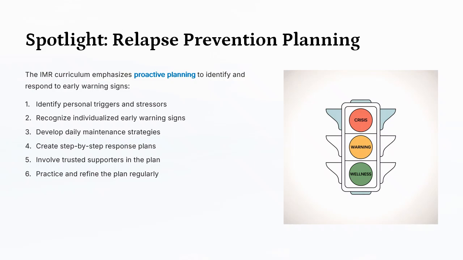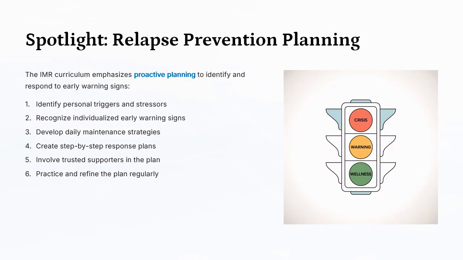The IMR curriculum teaches individuals how to develop a comprehensive plan by focusing on several key components. Identifying triggers. The first step is to identify specific events or situations that have led to relapses in the past. Triggers can be external, such as people or places associated with past substance use, or internal, like stress and anxiety. Common triggers also include discontinuing medication, experiencing increased stress, and using alcohol or drugs. Recognizing these triggers helps individuals anticipate and avoid high-risk situations.